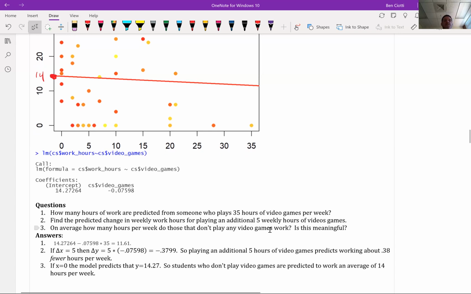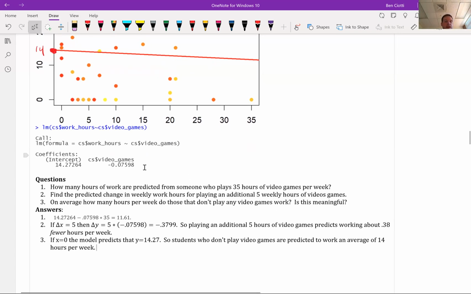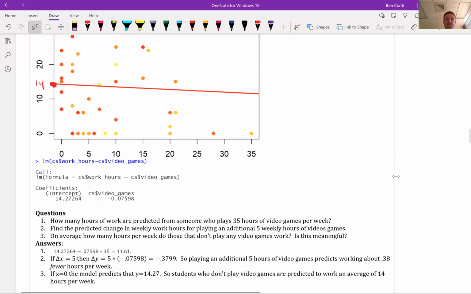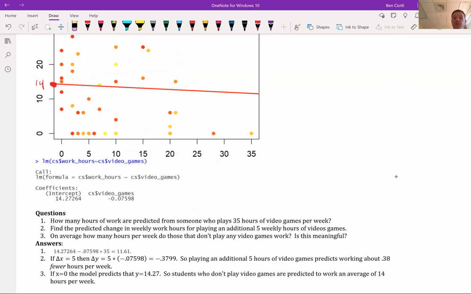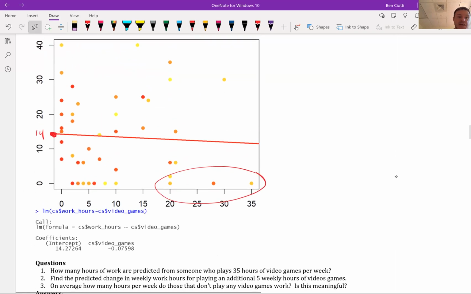Cool. All right, so that's this example. My favorite thing about it is the fact that this is negative, indicating a negative relationship, as was to be expected. And that was, I think, largely a consequence of these values right here. I don't think these students have jobs. And I don't think these students have time to play many video games.